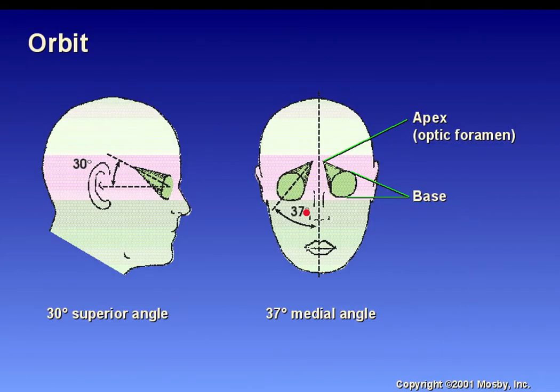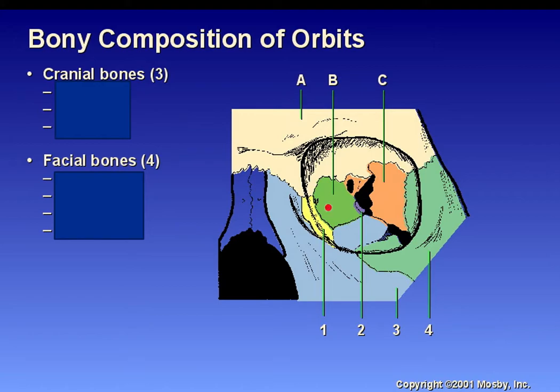So your orbits, know how they sit, okay? So 30 degrees from the EAM, 37 degrees from midline, so 37 medial angle, 30 degrees superior angle right here. So when you're imaging those orbits, you kind of know how to set them up. Make sure that you review that because they do come along once in a while.